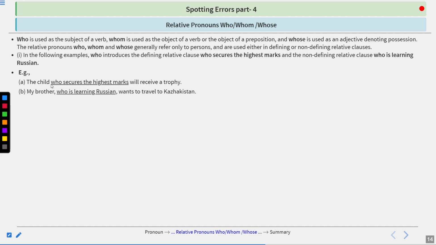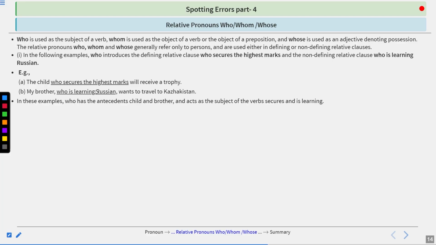How will you identify and how you will make a not defining or non-defining clause? By putting or not putting commas. My brother, who is learning Russian, wants to travel to Kazakhstan. So here I'm talking about my brother. I don't need to define my brother, who my brother is, and what my brother is. I'm talking about just my brother who is learning Russian. So it is a non-defining clause. It is just giving an additional information. That's why we have put commas here. It is a non-defining clause and there is a defining clause.